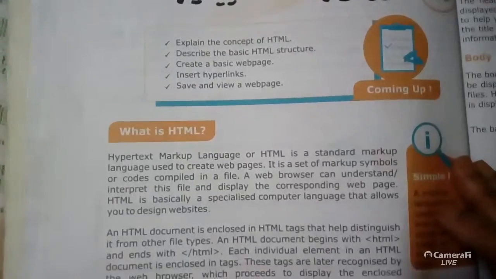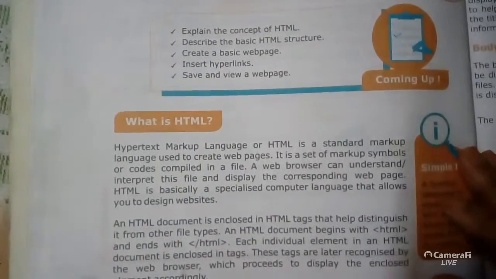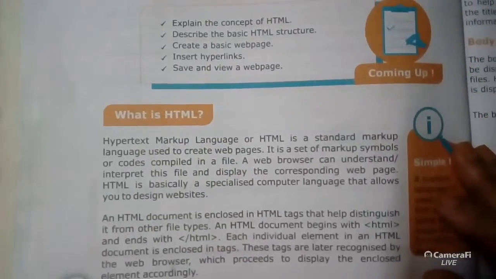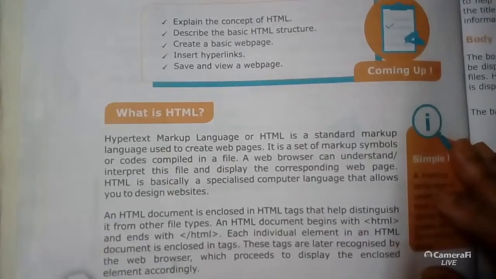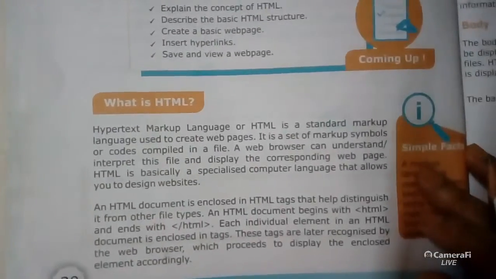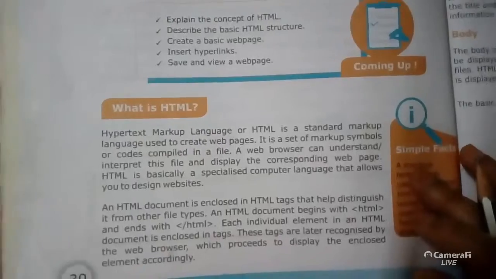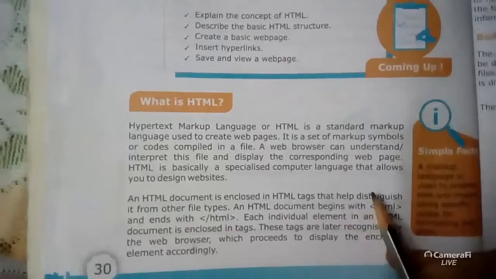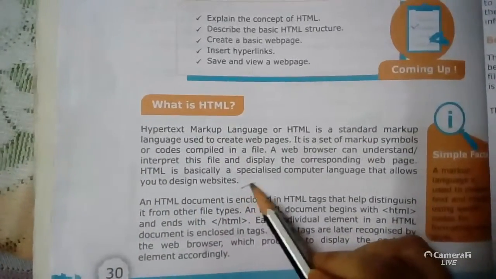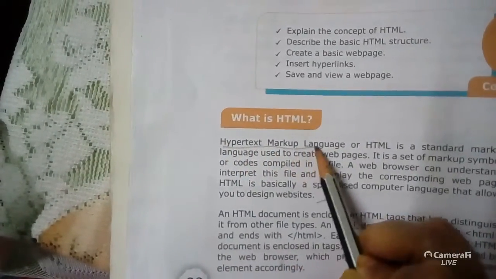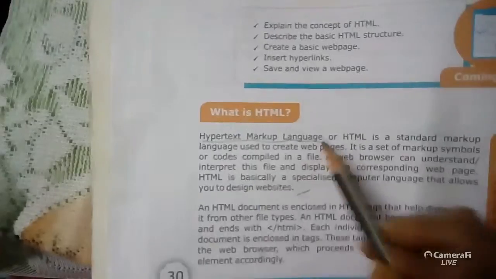When a set of markup symbols or codes is compiled in a file and you open it with a web browser, that means Internet Explorer, this browser will convert your codes into the web page. HTML is basically a specialized computer language that allows you to design websites. Remember, hypertext is the full form of the HTML word.